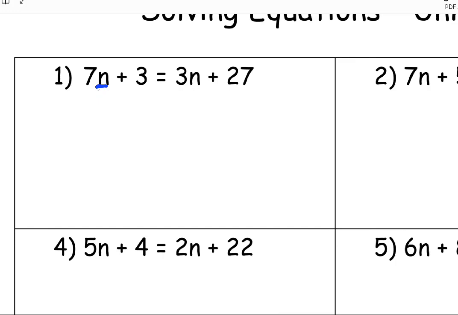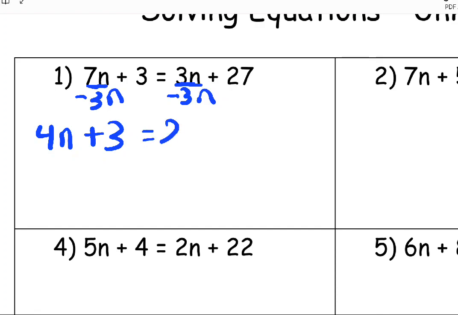Starting with the variables on both sides, I have here 7n. On the other side of the equation, I have 3n. To collect them in one side, I'll move the 3n, the smaller term, to the biggest term, which is 7n. To move the 3n, we will subtract 3n from both sides. So minus 3n, minus 3n. Going with inverse operations, 7n minus 3n equals 4n, plus 3 equals 27.